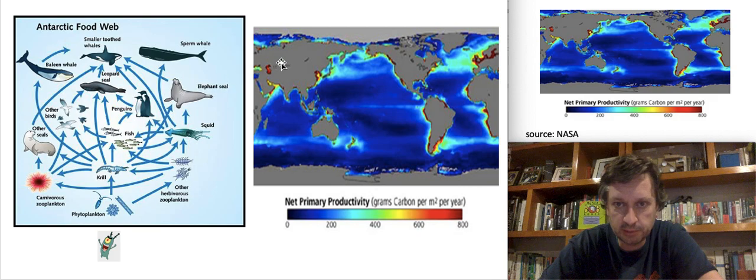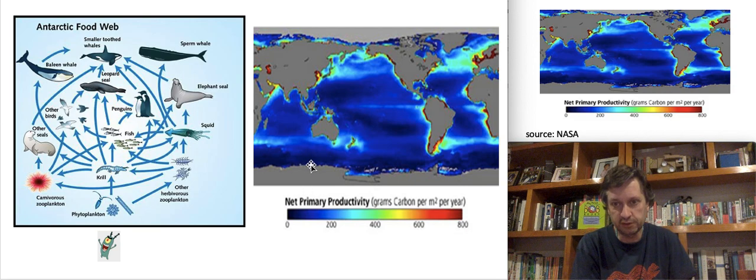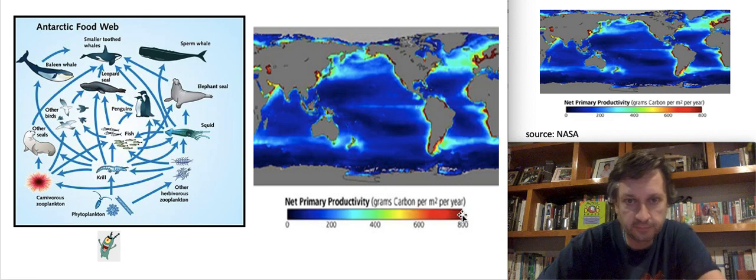So I showed you this map again before. Here it is slightly larger. I hope it's slightly clearer actually. The darker the colour, the lower the productivity measured in terms of grams of carbon fixed per metre squared per year. And the lighter the colour, moving through yellows and up to reds, the more productive.